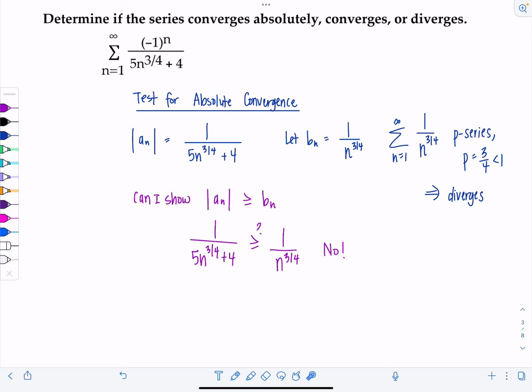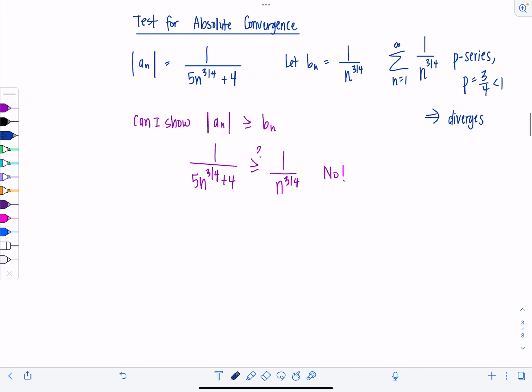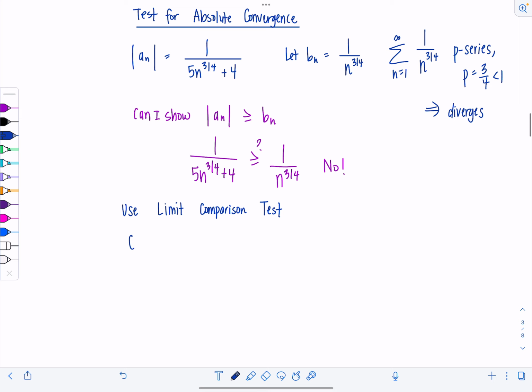So that means direct comparison is not appropriate. So what we're going to do instead is the limit comparison test. So when you cannot show the inequality that's necessary for direct comparison, it's a very particular direction, then we say, all right, that's fine. We'll use the limit comparison test instead, because direct comparison will not apply. So we're going to consider the limit as n approaches infinity of the absolute value of a_n, so that's 1 over 5n^(3/4) plus 4, over b_n, which is 1 over n^(3/4).